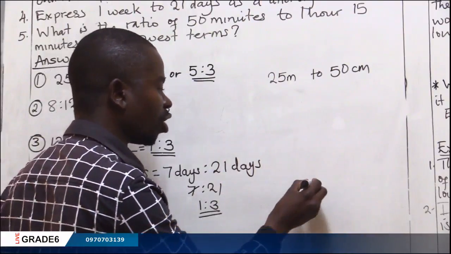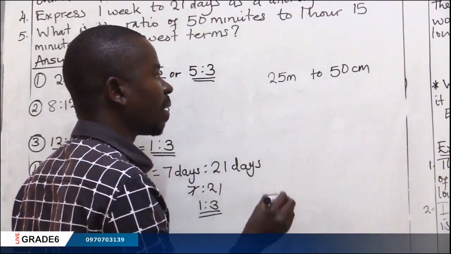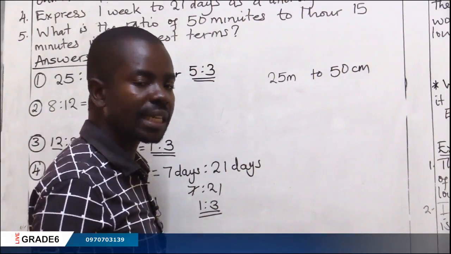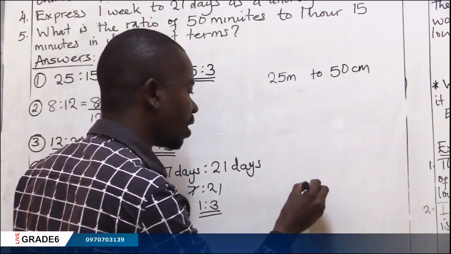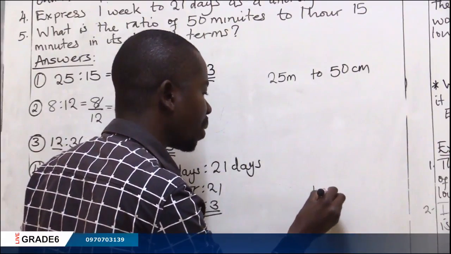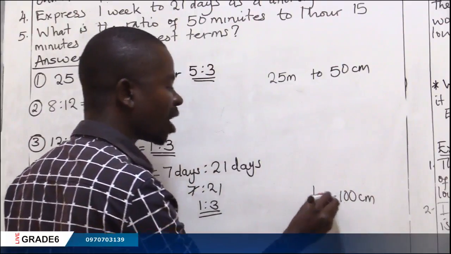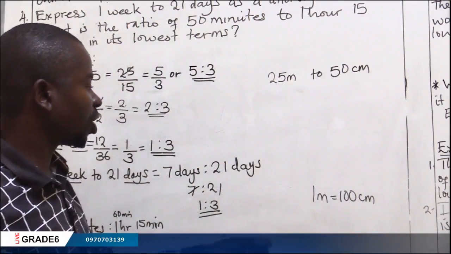So boys and girls, we know that how many centimeters are there in 1 meter? So 1 meter, boys and girls, is equal to 100 centimeters.